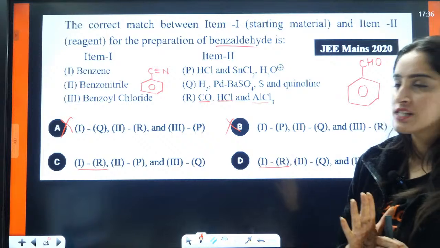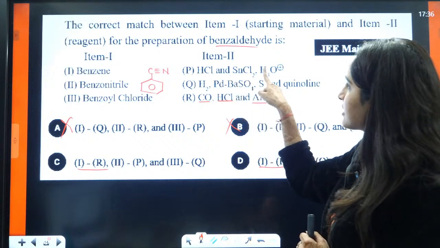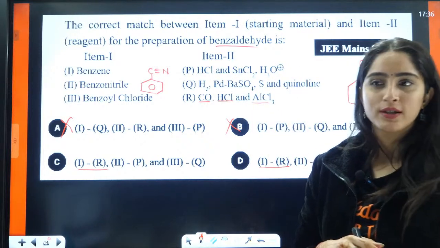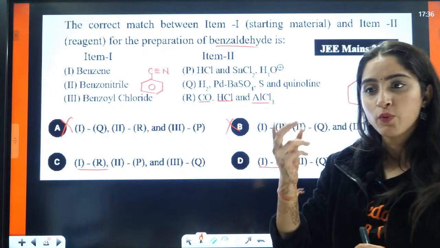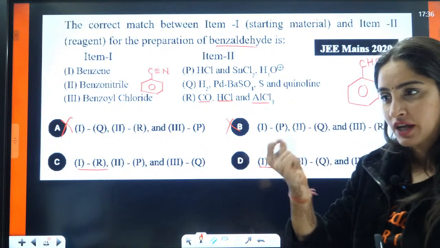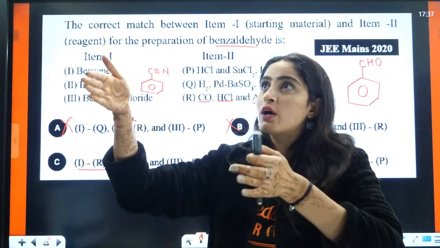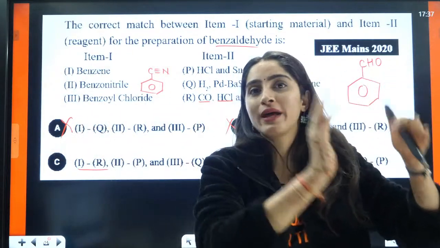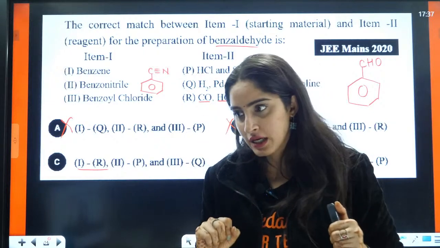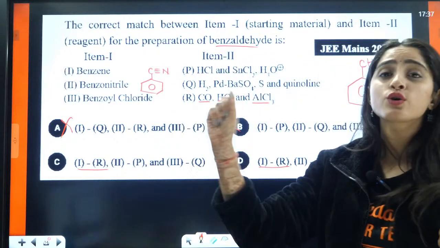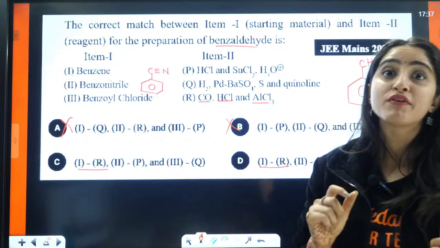Okay, I'll tell you the reagent. The reagent is HCl, SnCl2 and hydrolysis. Now, can you remember the name of that reaction? They can also ask you the name of the reaction directly, if you want to convert benzonitrile to benzaldehyde. What is the name of that reaction? That reaction is called Stephen's reaction.